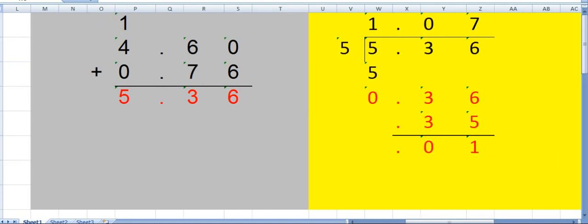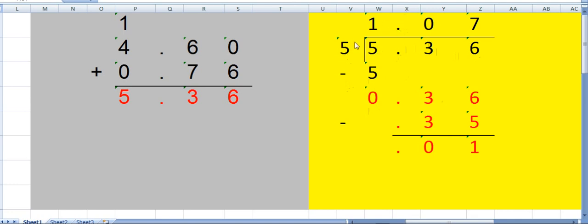Check out this yellow part. 5.36 divided by 5. 5 on the 5, then minus, this is 0, then bring this 3 down. 5 and 3, it doesn't go. Put this point also over here.